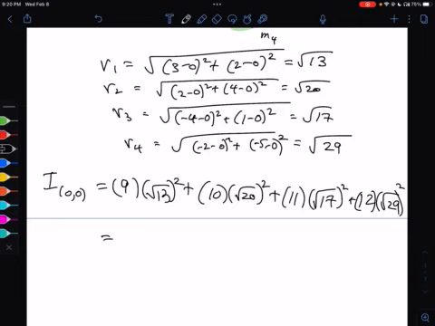Just bear with me as I get you a number. So it's 9 times 13. We have a 10 times a 20. That one's easy. We have an 11 times a 17, and we have a 12 times a 29. Okay, 562 it is. 562. Now this unit is kind of weird. It's kg m squared, kilogram meters squared.